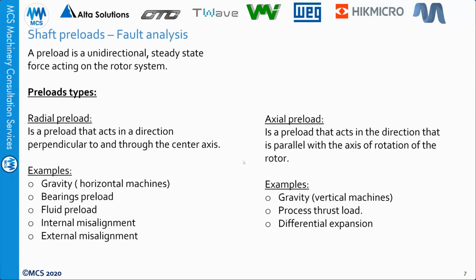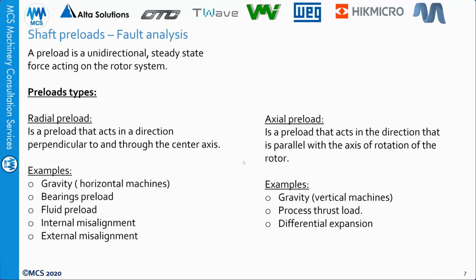We have examples for the radial preload: gravity, especially for horizontal machines, and bearing preload, because the bearing design itself affects the preload. This was the main reason for inventing different types of bearings, to cause a certain amount of preload to help shaft stability. And we might have fluid preloads, internal misalignment, or external misalignment. These are all types of radial preloads.